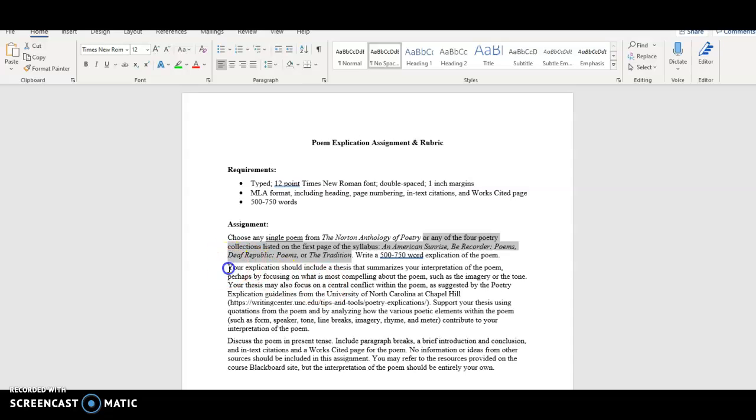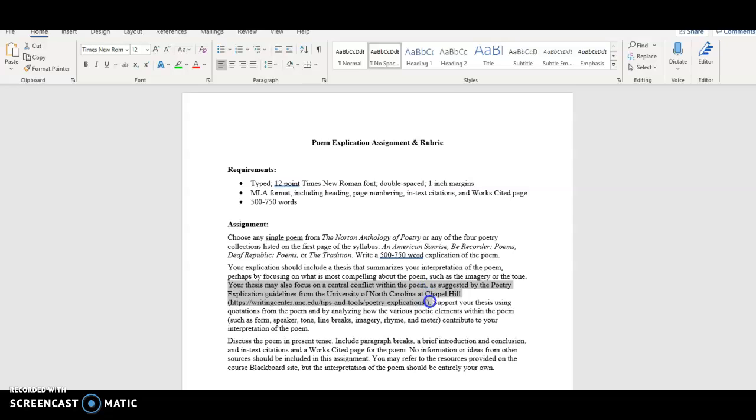And then the explication itself is going to include a thesis. That thesis should basically summarize your interpretation of the poem. So maybe you're going to choose, what do you think is the most compelling thing about the poem to you? Maybe it's the imagery or the tone or something else. Your thesis might, for example, focus on a central conflict within the poem. A lot of poems tell a story in the same way that a more traditional prose narrative does.